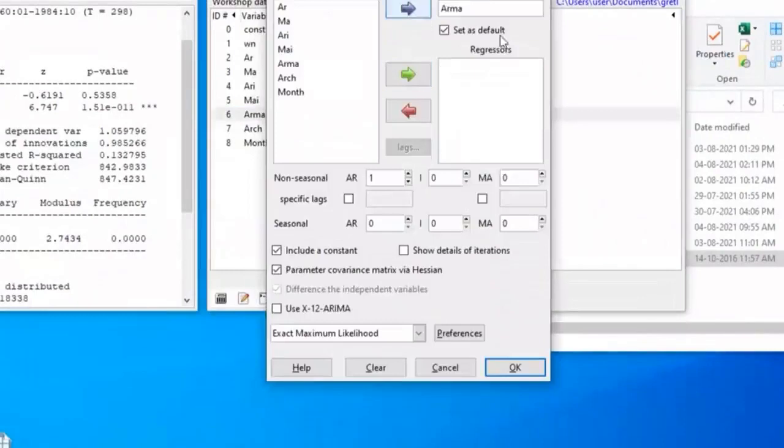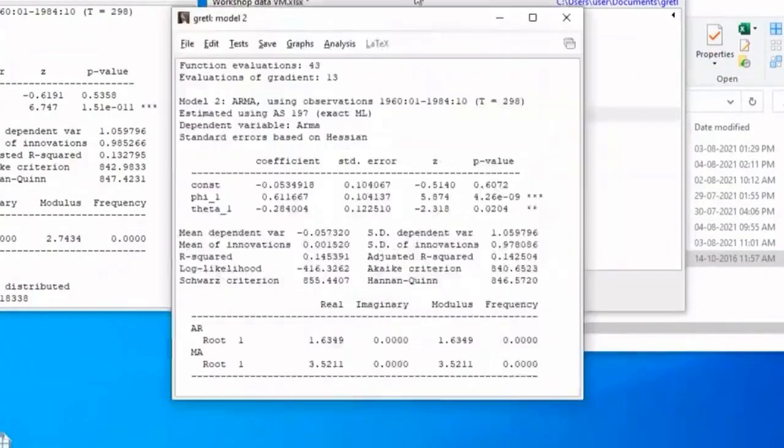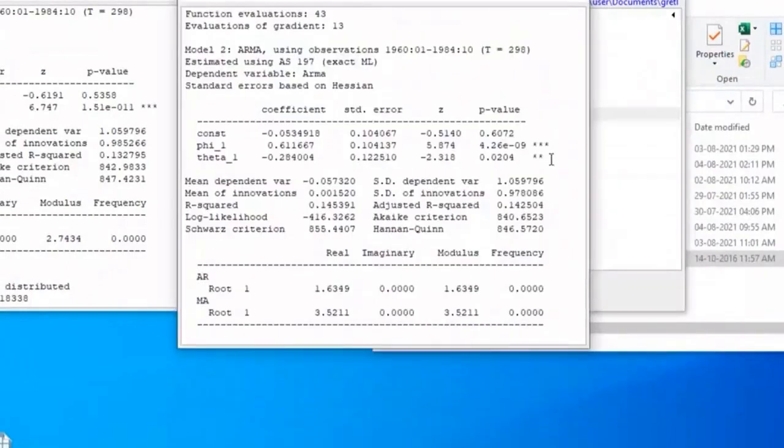So the same case. Now we are including AR1 and MA1. That is ARMA 1. Now click OK. And we find that both the coefficients are significant.